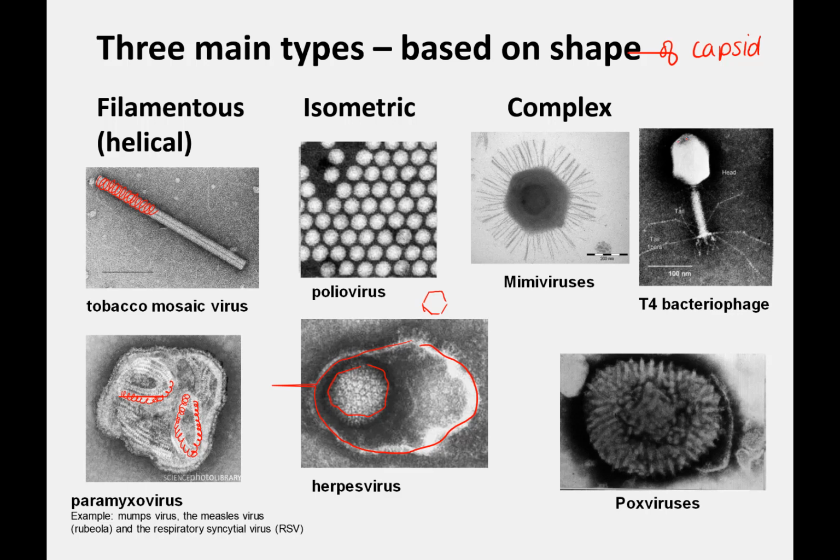So here's your T4 phage. It's got an isometric head. It's got a filamentous part right here. Pox viruses, if you see some, actually look like a dumbbell shape. And Mimi viruses have kind of multiple capsids around them.